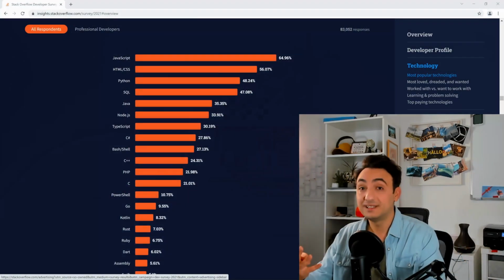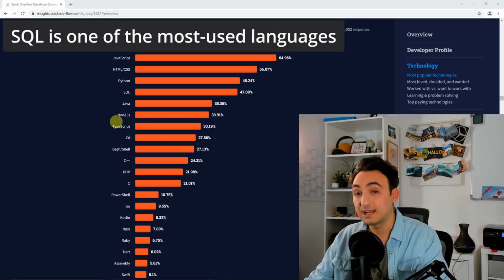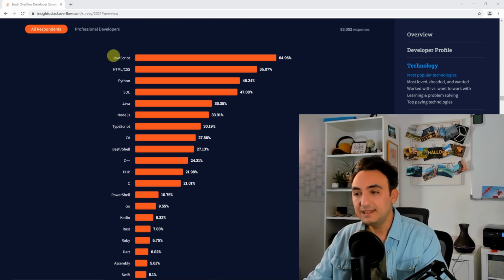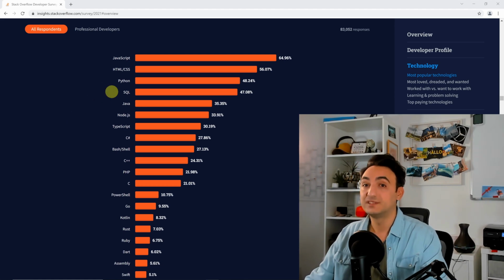Here are my four reasons why you should still learn SQL. Reason number one, SQL is the most used technology in the entire tech industry. If we check the Stack Overflow survey this year, I will leave the link in the description. In this chart, we can see the most used technologies, and you can see here SQL is ranked as the first commonly used technology among all developers. That means SQL is still in trend.